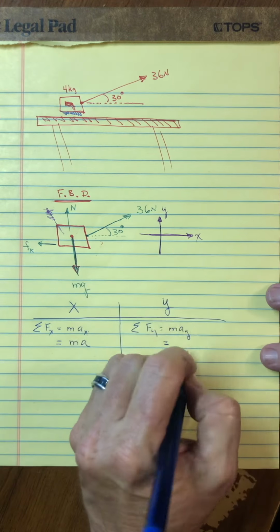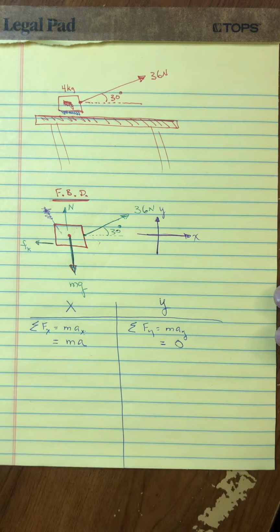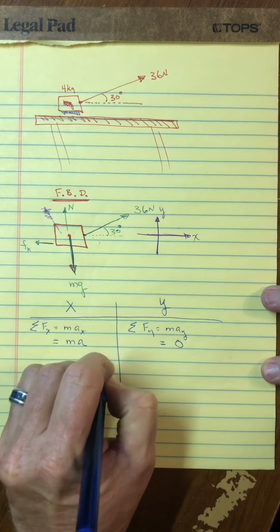Plus, over here then, you can say it has 0 acceleration. And as you'll see, it's really nice to have equations that are equal to 0. All right, well, continuing to work on step number 3.